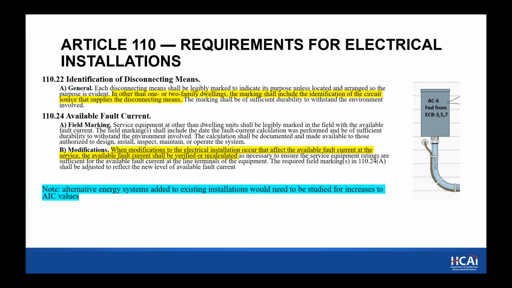Requirements for electrical installations. We've always had the requirement that the disconnecting means would either need to be obvious of what it serves or have a label that indicates the equipment that it is connected to. What's new is that these disconnects, and I actually just have a box there, but I use that for graphics, not only show the piece of equipment, in this case, air conditioner unit number 6, but also show the source. So this is a new requirement that the marking shall include the identification of the circuit source that supplies the disconnecting means.